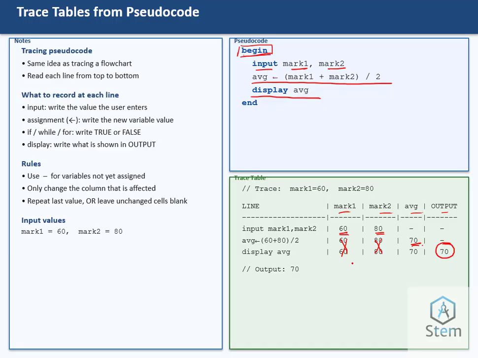Now, what did we just do? We were tracing or checking the changes which were happening to variables, and we were writing them down. For example, any change happening to mark 1, any change happening to mark 2, AVG, and we also wrote down the output. Now, the average of 60 and 80 is 70, and our program is actually displaying that, as shown by our trace table. This is all according to our plan. This program is working well and there are no problems here.